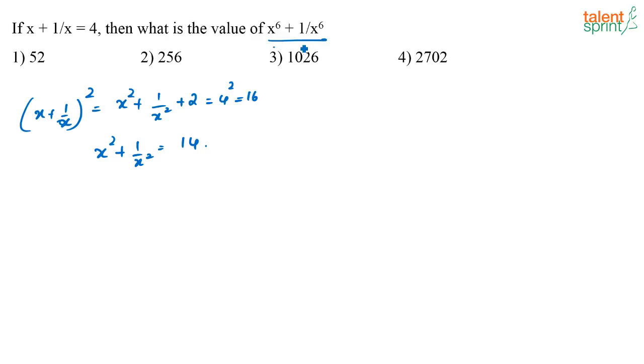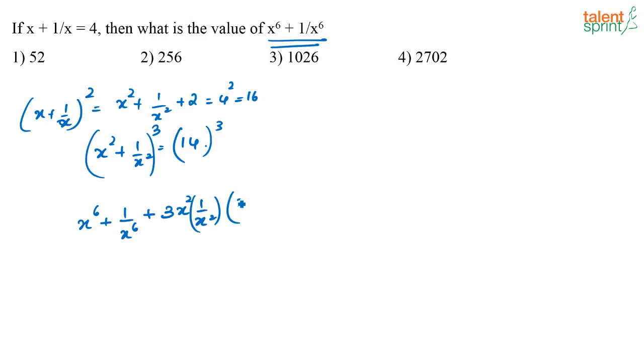See, I need x to the power 6 plus 1 by x to the power 6. Now next what do I do? I cube this, right? If I cube this, I'll get this term, x to the power 6 plus 1 by x to the power 6. So what do I get here? See, a plus b the whole cube, correct? So I'll have x to the power 6, a cube plus b cube, plus 3 into x squared into 1 by x squared into x squared plus 1 by x squared. Yes, a cube plus b cube plus 3ab into a plus b.